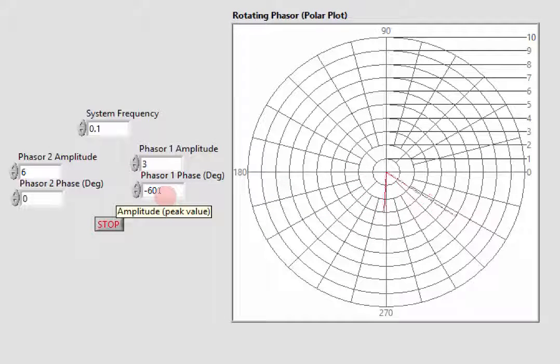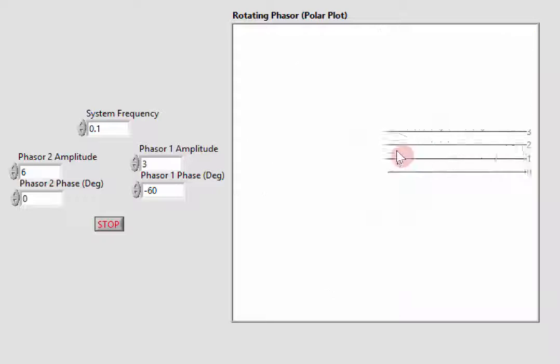Typically, this phase angle in power systems is from 180 to negative 180. You won't see values such as 270 degrees. We typically won't do that. Hopefully this animation helped you recognize the relationship between two rotating phasors in any sort of electrical system.